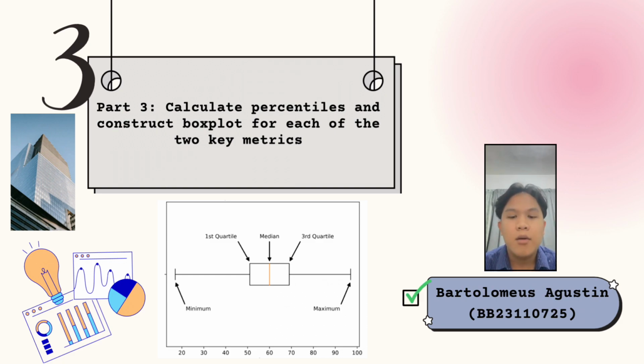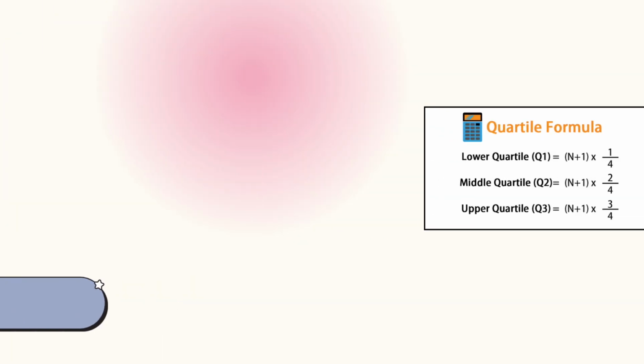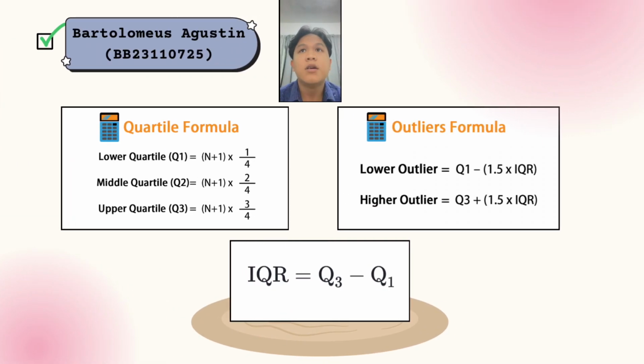Now I will continue to present part 3, which is to calculate percentiles and construct a box plot for each of the two key metrics. This is the formula that we use to find quartiles 1, 2, and 3, and also the outliers, which are lower outliers, higher outliers, and the IQR.